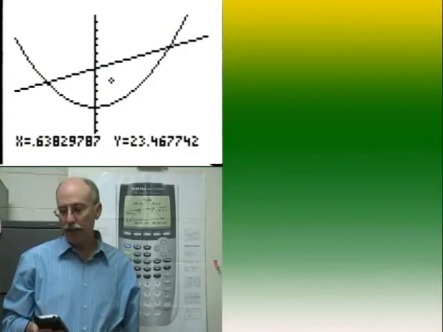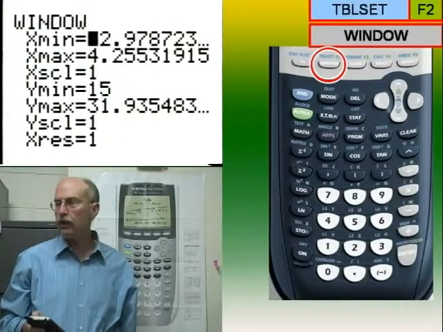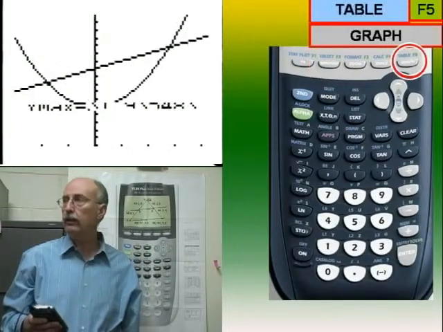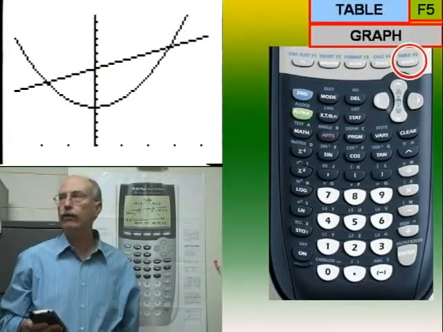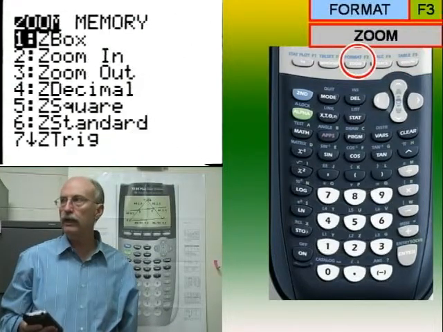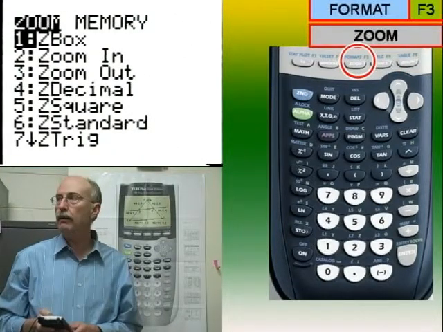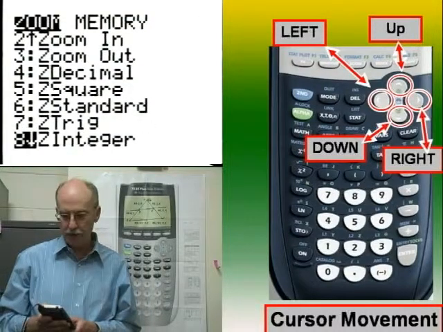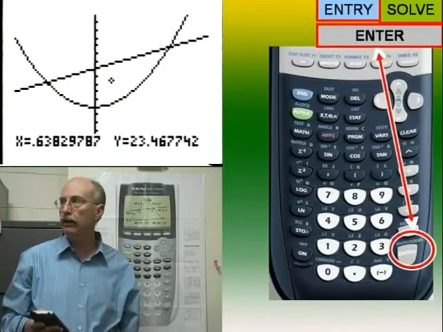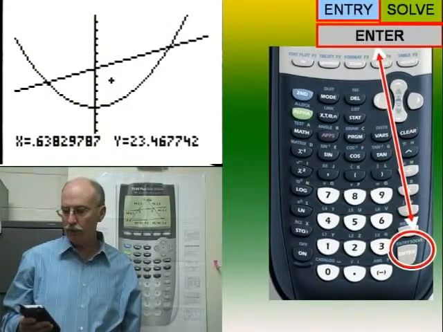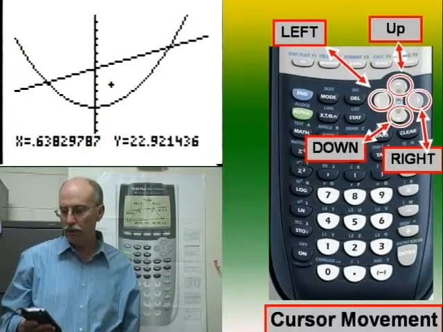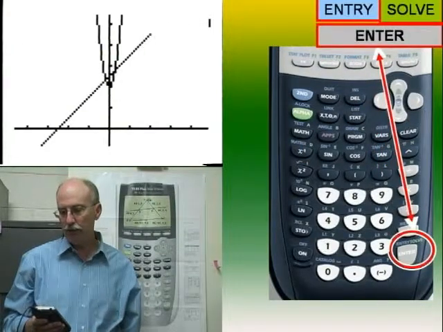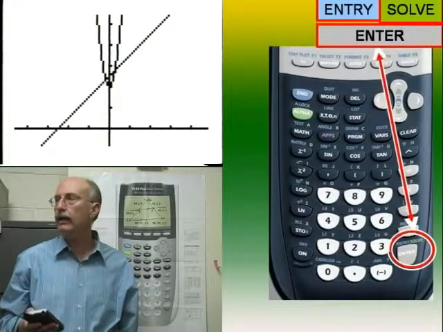I've zoomed in better, but if I hit the window function, you can see it's a pretty strange looking window. Let's go back to the graph by hitting the graph key, and we're going to try a different zoom function. We're going to try zoom integer. An integer is down below the trig button, so we're going to scroll down, and the down arrow says there's more there. There's zoom integer at number 8. Press enter, and now the cursor is flashing because it asks where do I want to center it, and I hit the center and I hit enter, and it zooms in and centers it right in that area.